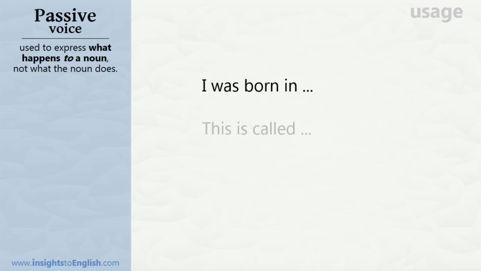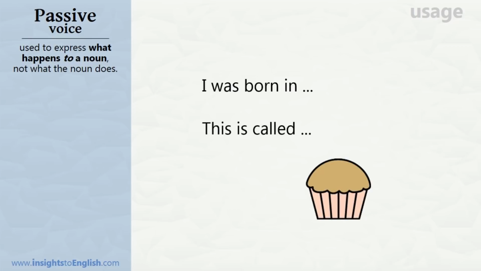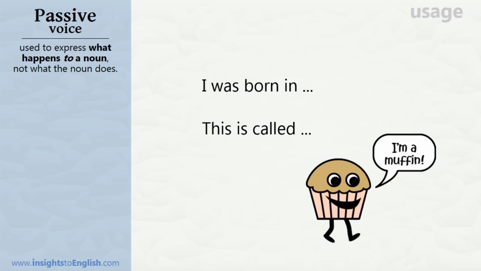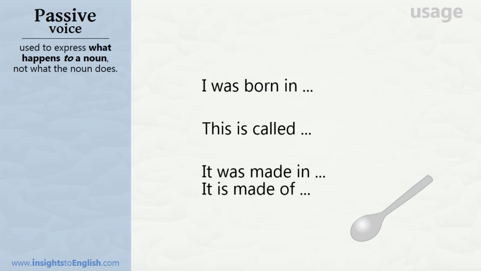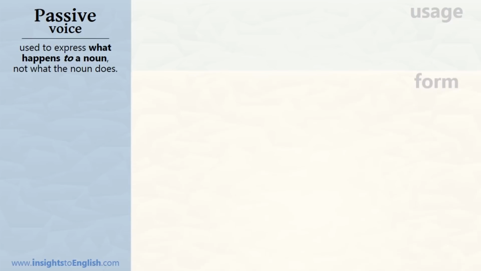Right. Also, what is this called? It's called a muffin. The muffin doesn't walk around all day calling itself a muffin. People call it a muffin. Exactly. And how about this? This spoon was made in China. Or, this spoon is made of metal. The spoon didn't make itself. I hope not. That would be some strange science fiction stuff. So would giving birth to yourself. I think we can agree that since we live in the real world, we need to use the passive voice sometimes. Yeah, agreed.